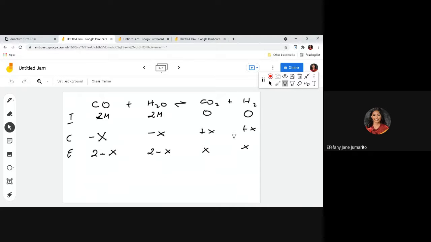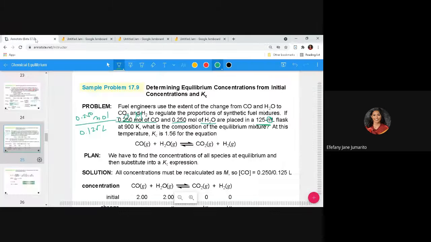Okay, so we are asked... what is the question again? Let's go back to the problem. What is the composition of the equilibrium mixture at this temperature? Kc is 0.56. Okay. So we are given Kc. We are going to find the composition at equilibrium.